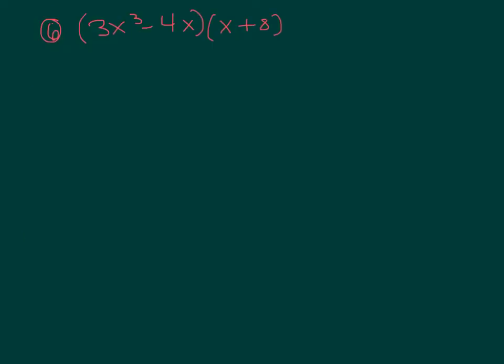So this next type of problem is a harder version of the FOIL method. So I'm going to show you how to do it step by step. You're going to start with 3x to the third times x. That gives me 3x to the fourth. You follow that by negative 4x times x. That gives me minus 4x to the second. You then will end up getting 3x to the third times 8. That gives me plus 24x to the third. Your final answer is going to be negative 4x times 8. That gives me minus 32x.